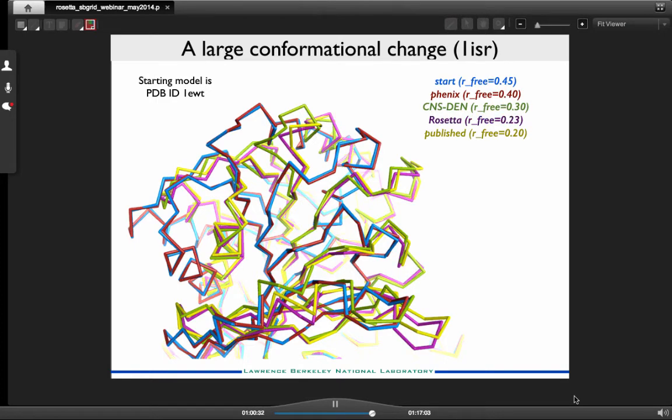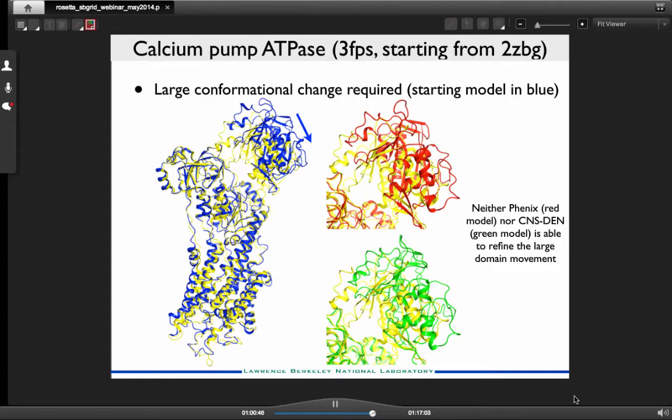With the Rosetta refinement, it actually snaps it almost exactly into the place it needs to be, and the R-free is very low. And actually, the R-free for the Rosetta model is lower than what was originally published. I'm comparing it to the re-refined structure in this case.